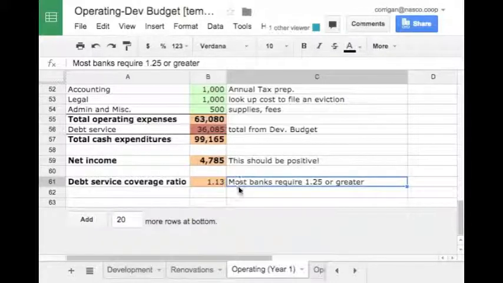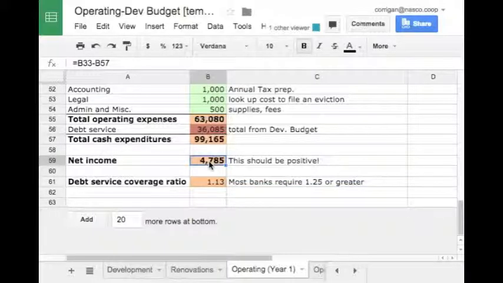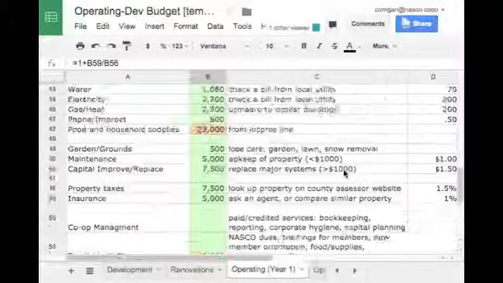Most banks will require a debt service coverage ratio of 1.25 or higher. Some will do 1.2. So even if you're in the black here, a lender might not lend to you because you don't have enough of a safety margin here. We're at 1.13. Let's see, what can we do to get up even higher?